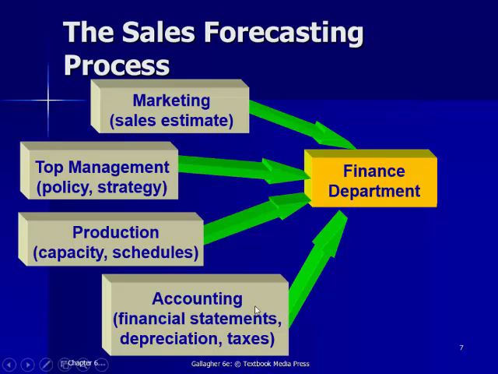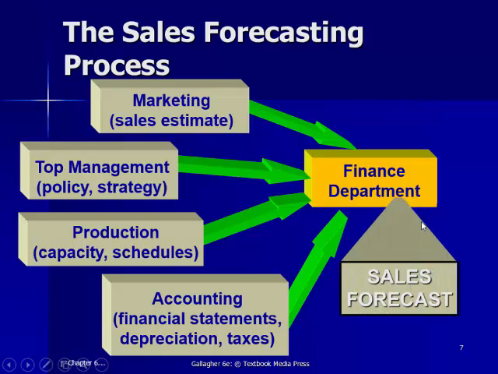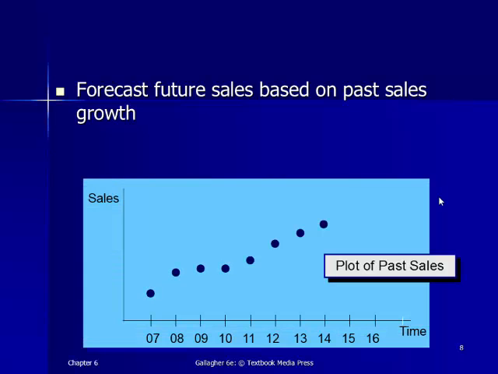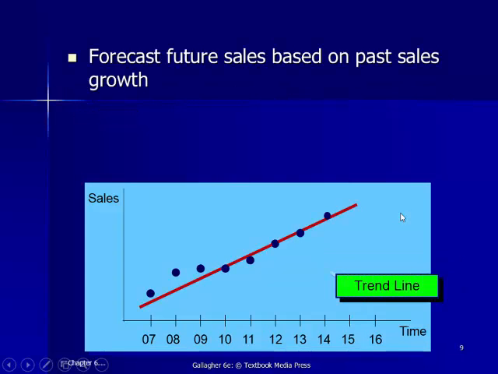We'll have the accountants in there. We're going to coordinate all of these different parties within the firm. And since this is a finance course, we're going to say the finance people are going to be the focus of putting all this together and generating that sales forecast. So if you have a nice predictable business that tends to grow in a roughly linear fashion over time, you could simply extrapolate the historic sales data points and come up with a forecast for the upcoming years.